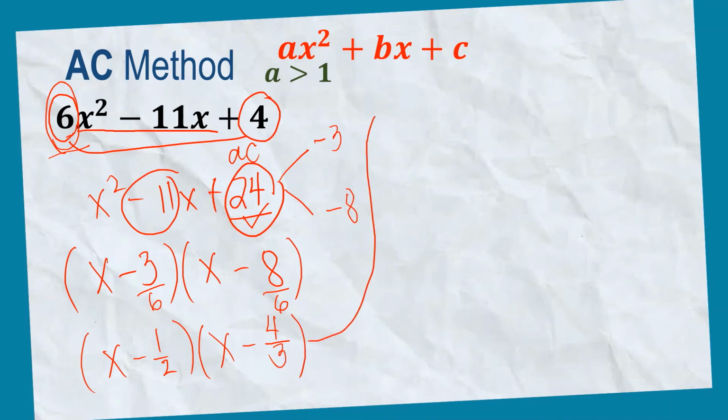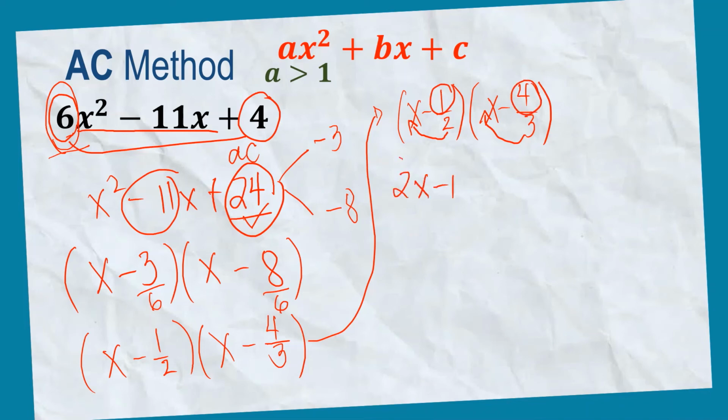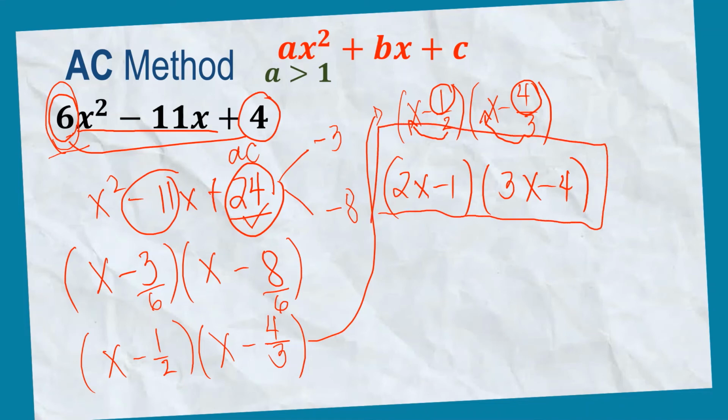At ituloy natin ang proseso dito. We have x minus 1 half times the quantity x minus 4 over 3. Ang sunod po natin gagawin, i-slide po natin ang denominator papunta sa unahan ni x, ganun din sa kabila, at i-retain si 1 at 4. So magiging 2x minus 1 times the quantity 3x minus 4. Therefore, this is now the factored form of 6x squared minus 11x plus 4.